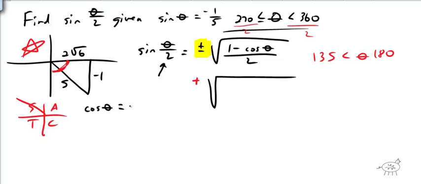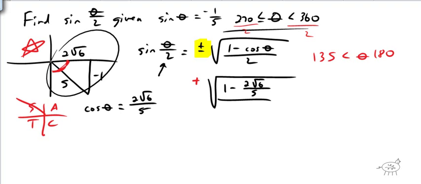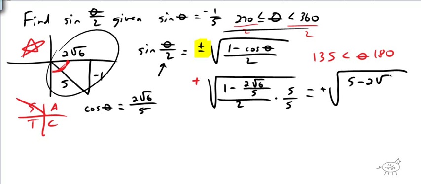Cosine of theta is going to be x over r, so it's just going to be 2 root 6 over 5. So we got 1 minus 2 root 6 over 5, and it's positive there. That's right. That's good because we're taking the ratios directly off of here using those signs, and that's over 2. So the first thing I want to do is get rid of that 5. I want to get rid of the complex fraction. So I'm going to multiply the top and bottom by 5 over 5, and that gives me positive the square root of 5 minus 2 root 6 over 10.